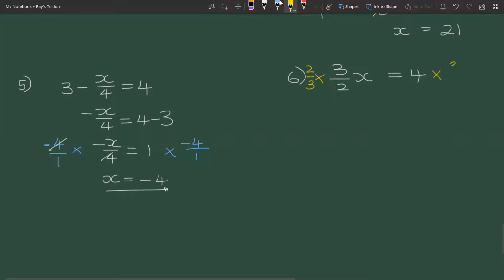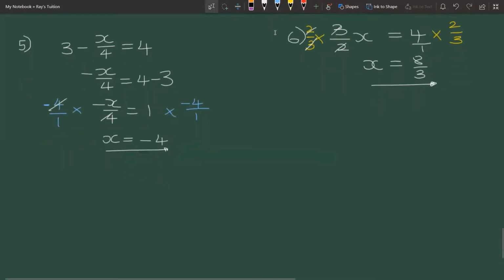And we're going to do the same multiplication on both sides. So the 2's then cancel out, the 3's then cancel out, leaving us just with x. And then if you want to help you with the multiplication, you can put the 4 over 1. So 4 times 2 is 8, and 1 times 3 is 3. So x is then equal to 8 over 3.